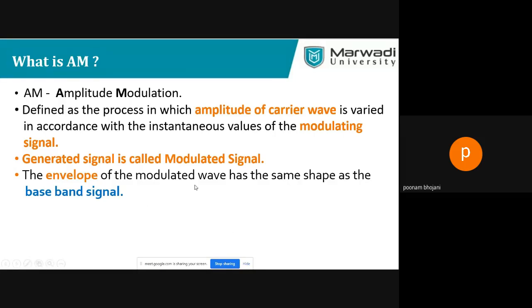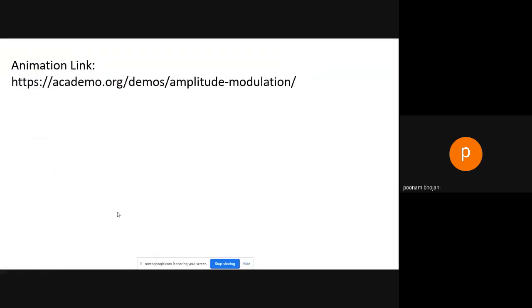So here if you observe, they have used multiple terms. Modulating signal is also the message signal. Baseband signal is also a message signal. So the message signal can be termed as message signal, information signal, modulating signal, or baseband signal. All are the same.